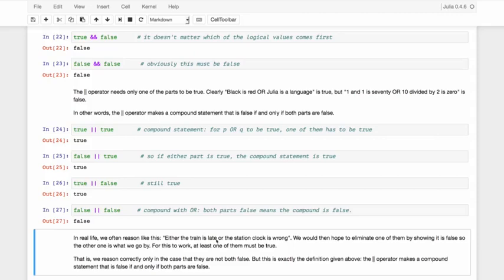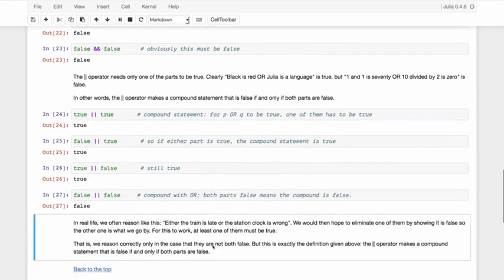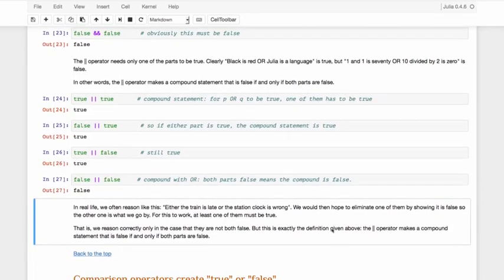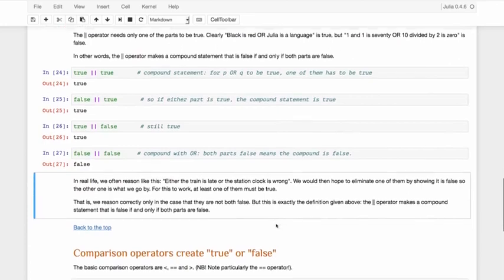But that only works if at least one of them must be true. So we reason correctly only in the case that they are not both false, and that's exactly the definition that we gave to the OR operator. The OR operator makes a compound statement that is false only when both parts are false.